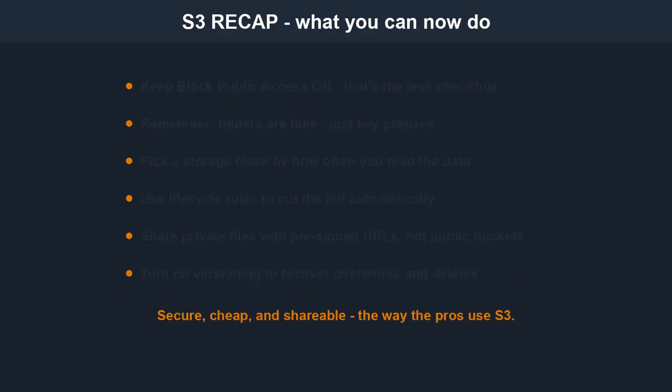Let's lock it in. What you can now do that most tutorials never teach. Keep block public access on. That's the leak checkbox. Remember, folders are fake, just key prefixes. Pick a storage class by how often you read the data, and use Lifecycle rules to cut the bill automatically. Share private files with pre-signed URLs, never by making a bucket public. And turn on versioning, so a bad overwrite is always recoverable. That's S3 the way professionals actually use it: cheap, secure, and shareable.